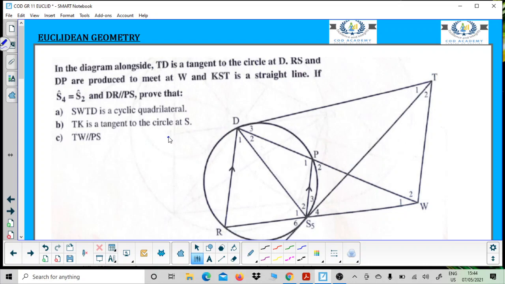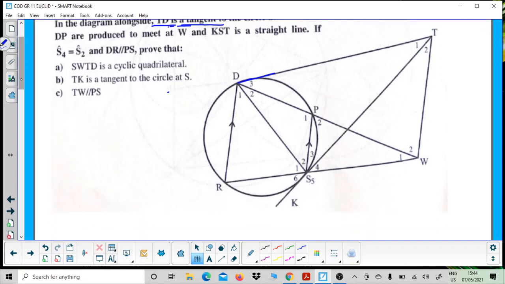There are things that we can see already, such as TD is a tangent on this diagram. Can you see where TD is? This line right here, it's only touching the circle, just touching. So it means we have an angle between a tangent and a chord right there, which is D3. Are we happy with it? D3, even D2 and 3 can be seen as the angle between a tangent and a chord.